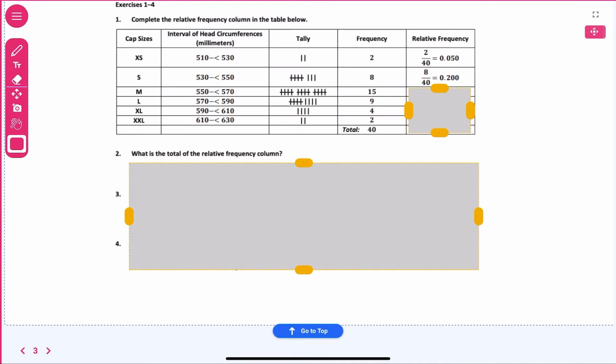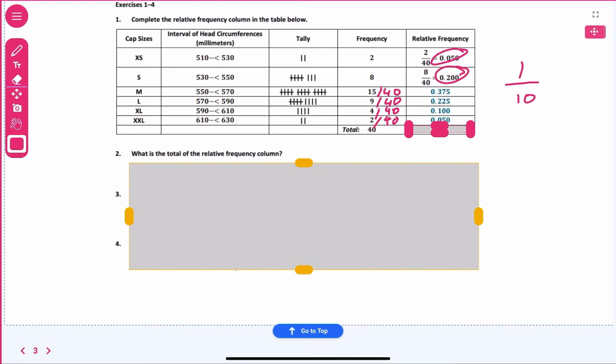So complete the relative frequency column in the table below. We did these two. Now, all we would do is take 15 divided by 40. All these are just divided by 40. So 15 divided by 40 is 0.375. 9 divided by 40, 0.225. 4 divided by 40, well, we could reduce that to 1 over 10. Well, that's 0.1 or 1/10.